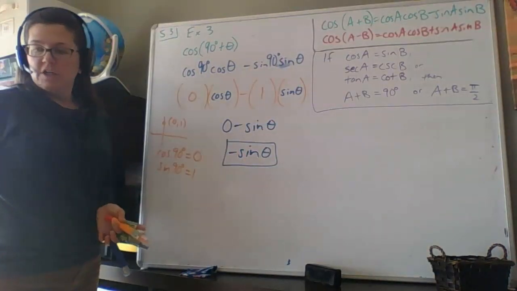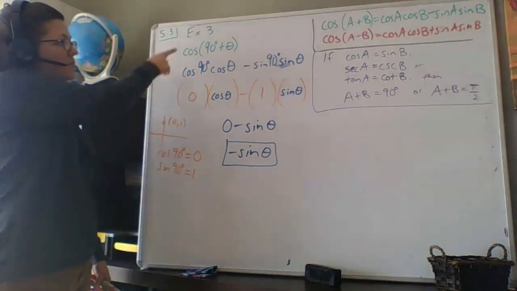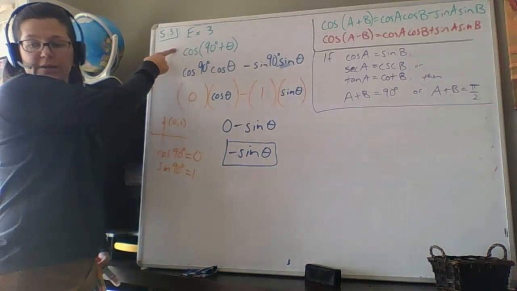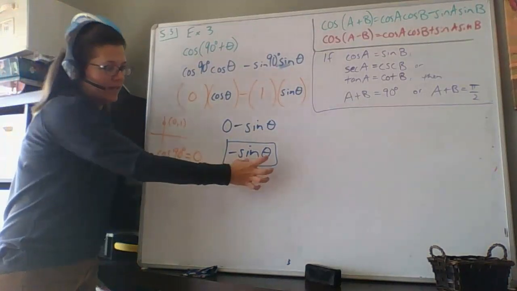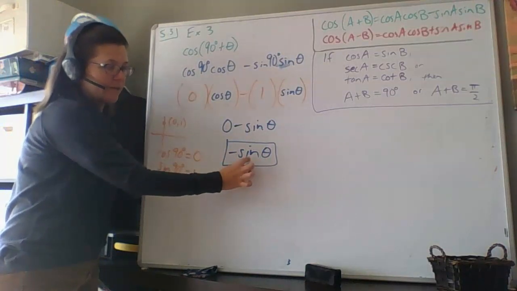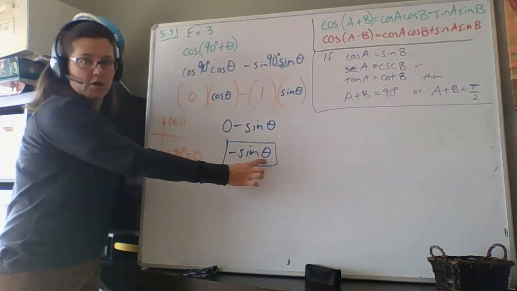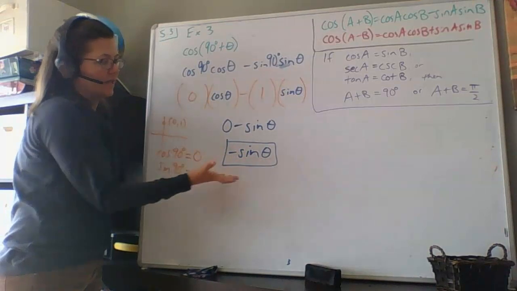Looking at the directions, it says to write this expression as a trigonometric function of theta alone, and there we have it. We have sine of theta. This is a trigonometric function of theta alone. So negative sine theta is my final answer.